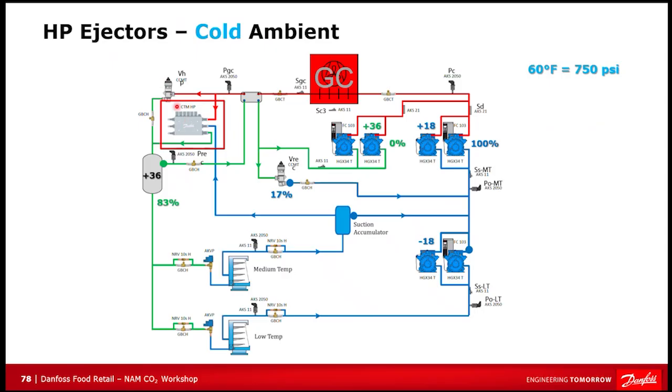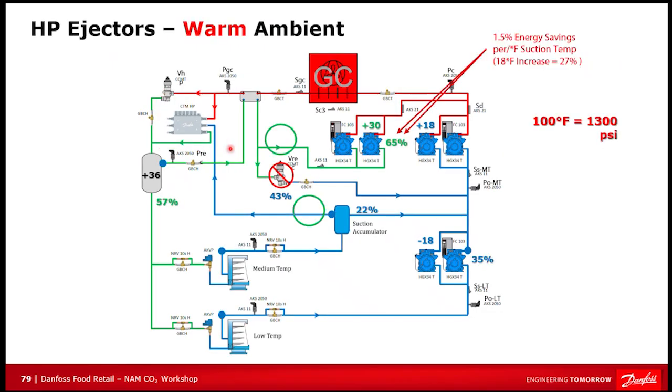So it's not uncommon to see both the ejector and the high pressure valve being used, but in those situations, the ejector will always have the lead or the primary control function out of the gas cooler to maintain pressure there, and then the high pressure valve is only there as a backup if an emergency is needed.